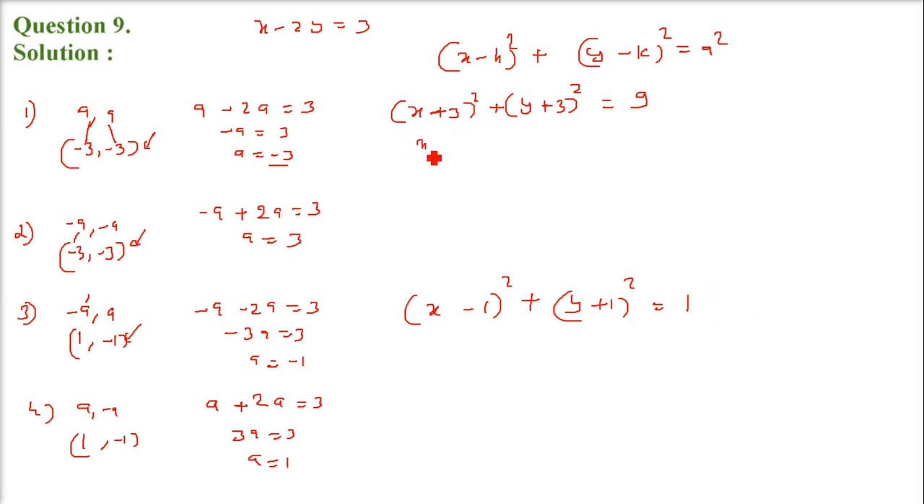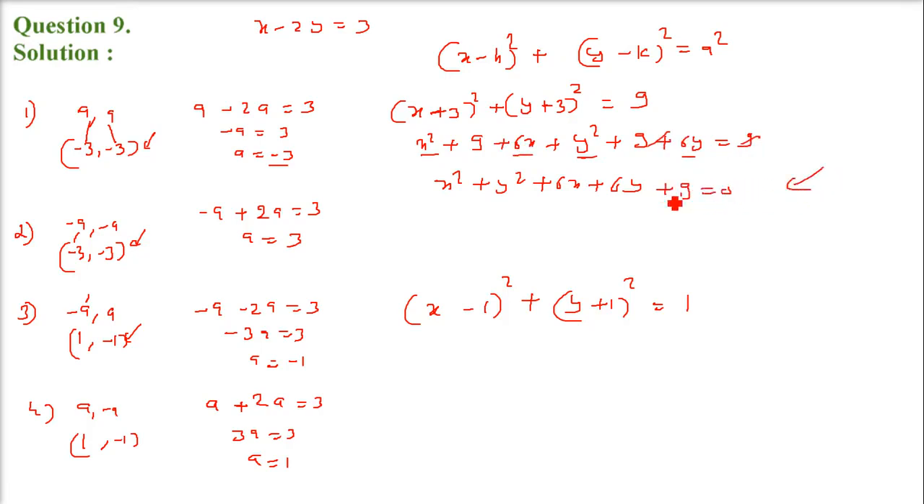Let us open this. x square plus 6x plus 9 plus y square plus 6y plus 9 equals 9. So x square plus y square plus 6x plus 6y. I have taken this one, this one, this one, and this one. What will be this one? Nine minus 9 cancels, plus 9 equals 0. This is our first equation.